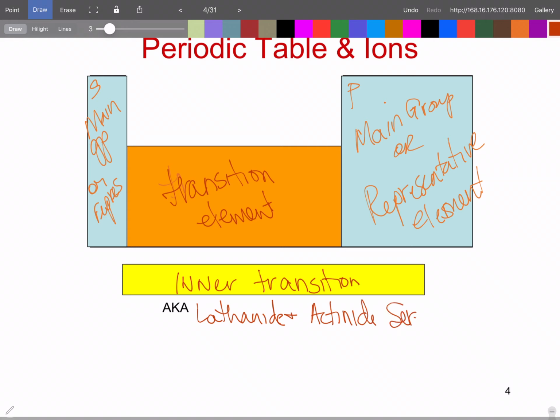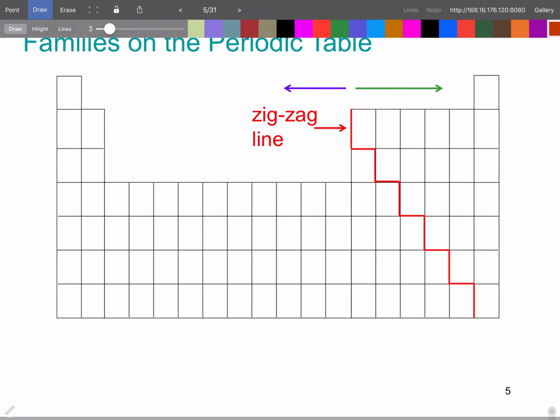So when we talk about the periodic table and the trends, we're pretty much talking about the trends associated with the main groups. The inner transition have their own trends, and the transition metals tend to do their own wonky thing. So remember, if we look at our zigzag line, we have metals to the left of it and non-metals to the right of it. If it's on the zigzag line, it's a metalloid.